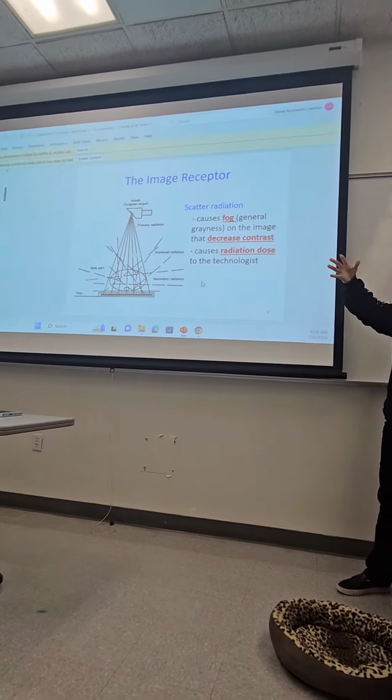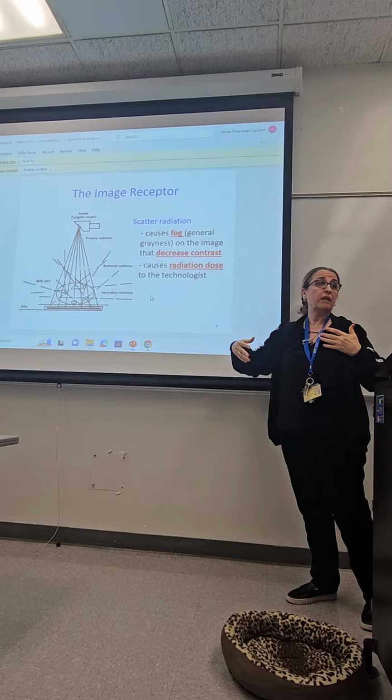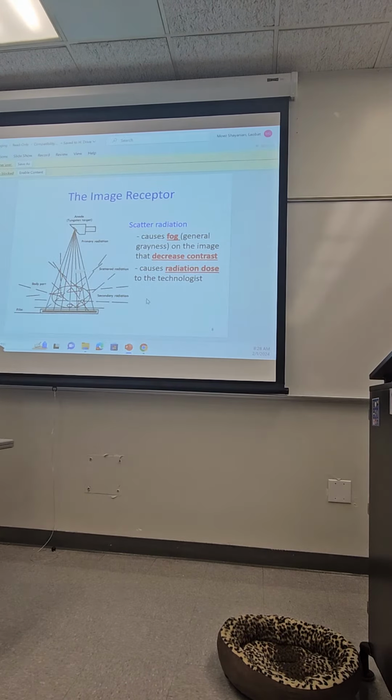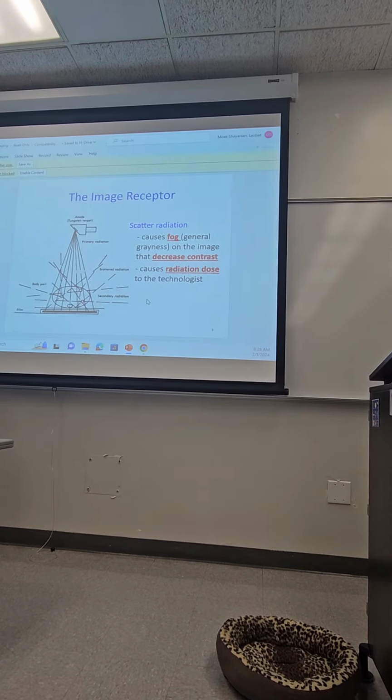And it increases the patient dose. If we use an abnormal technique, let's say for a hand, a very high technique that it's not supposed to be, it affects patient dose. The radiation dose on the patient goes high.